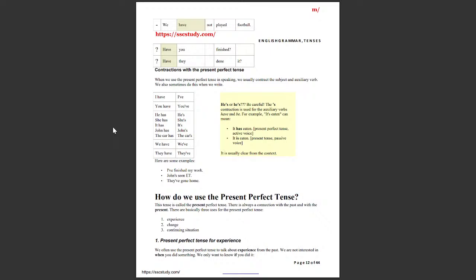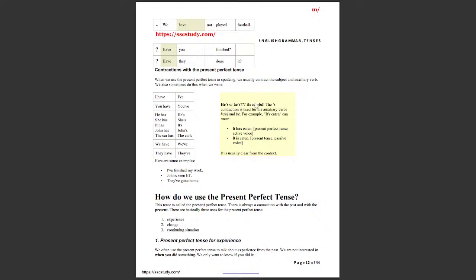So, contractions with the present perfect tense. When we use the present perfect tense in speaking, we usually contract the subject and the auxiliary verb. We also sometimes do this when we are writing, okay? Like I've, you've, he's, she's, it's, John's, the car's. Okay, these are the shortened forms, the contractions with the present perfect tense.